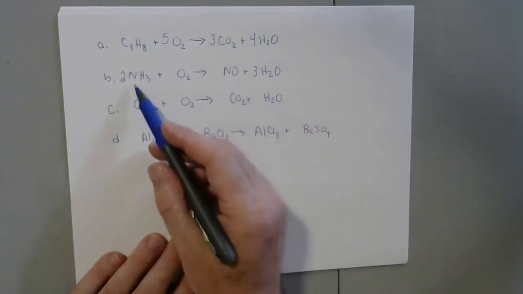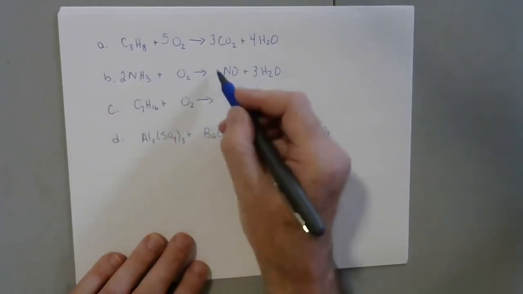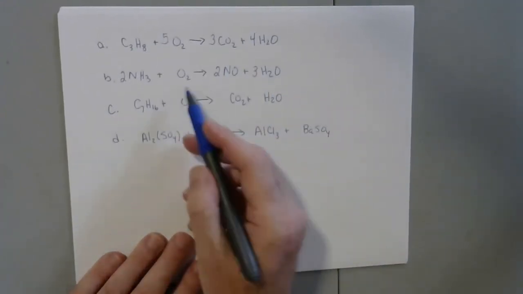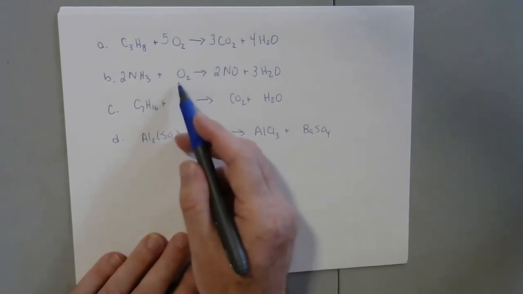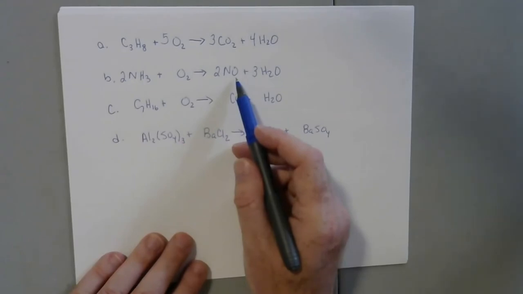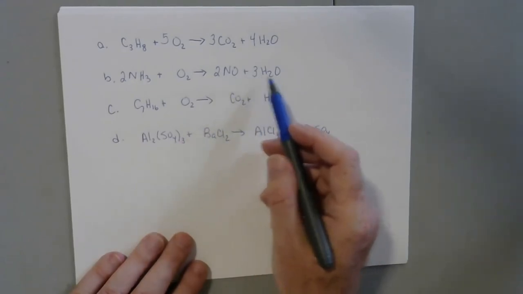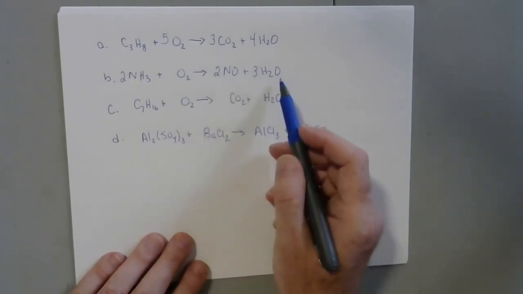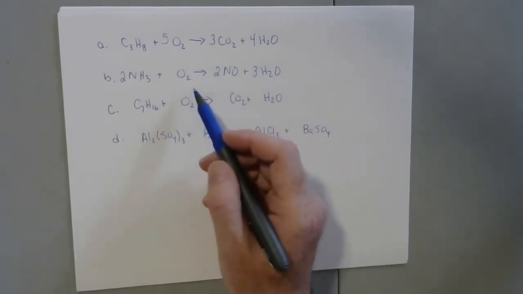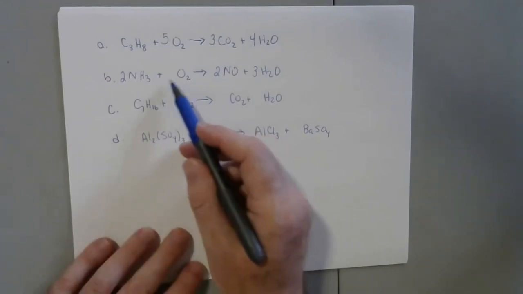But I've changed the nitrogen, now it's not balanced anymore. So if I got 2 of those, that means I'm going to have to put a 2 there to balance the nitrogen. And now I just need to see if I need to add a coefficient there to balance the oxygen. So 2 times 1 is 2 plus 3 is 5. But since oxygen comes in 2s, there's no way for me to really get 5 oxygens by putting a whole number coefficient.